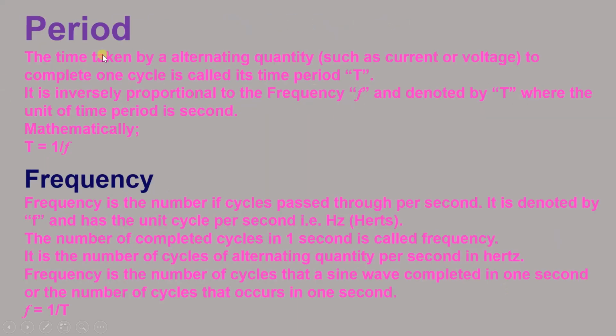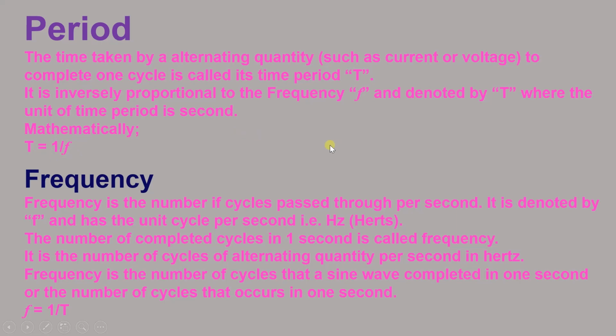Period. What do you mean by a period? The time taken by an alternating quantity such as current or voltage to complete one cycle is called its time period, and it is denoted by T. It is inversely proportional to the frequency f, and its unit is seconds. T is equal to 1 by f.